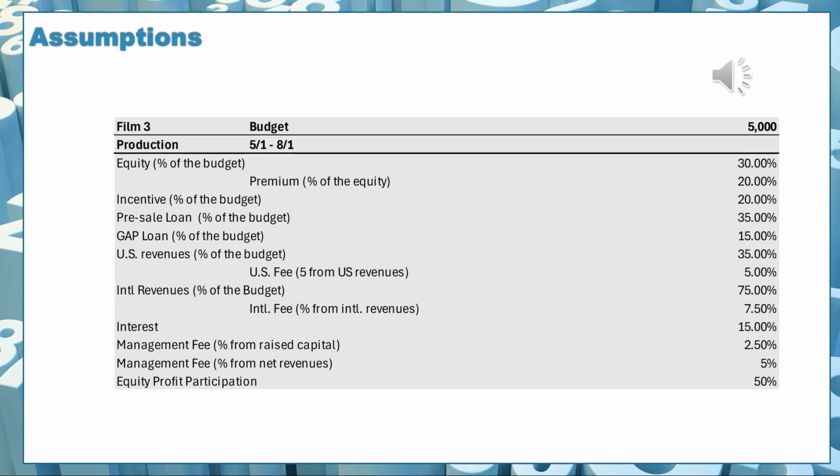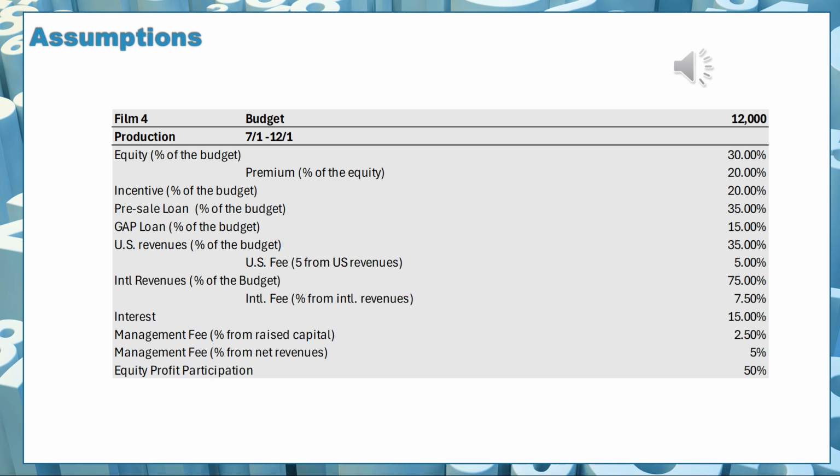Film 3 has all the same components. The budget is different. Obviously, this is a $5 million movie. We are starting production on May 1st. We're delivering the movie on August 1st. So we need to keep those dates in mind because our cash flow is impacted by that. Everything else in regards to the finance plan and the distribution components is the same as with the other films.